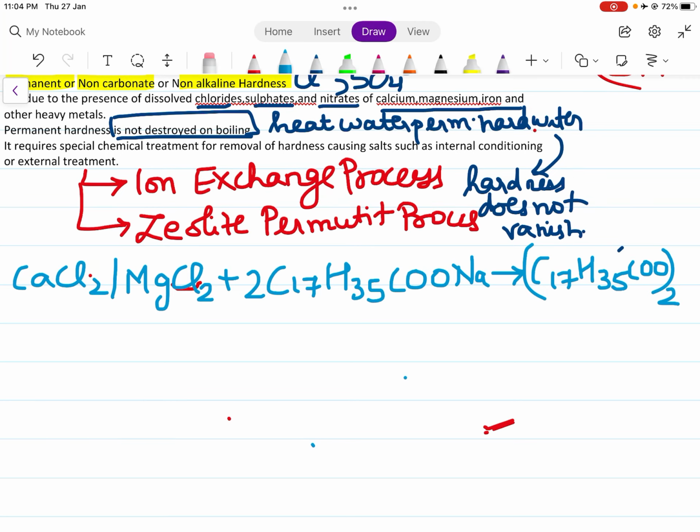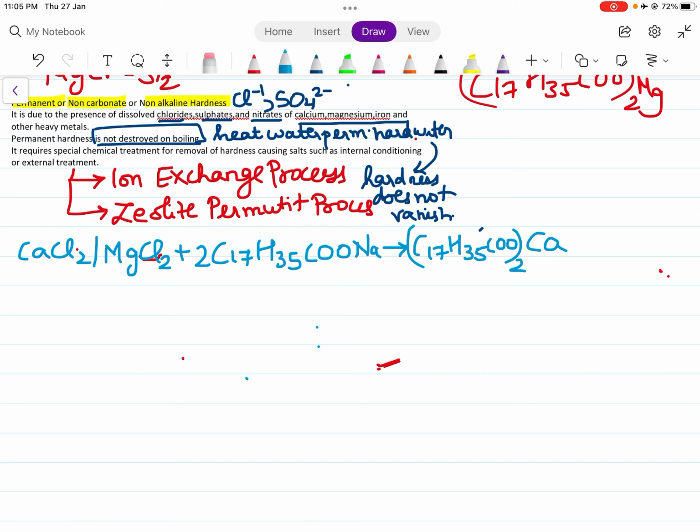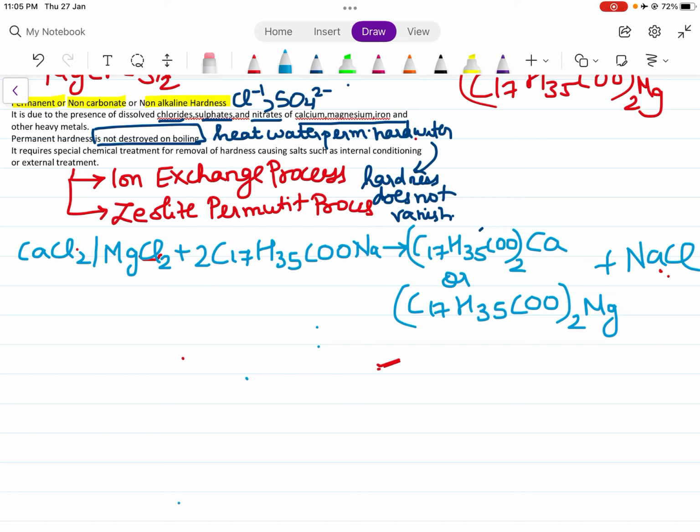What will you get? You will get (C17H35COO)2Ca, a displacement reaction, or you will get (C17H35COO)2Mg plus NaCl. Okay, so this is reaction number 1. This is a simple displacement reaction, correct? And you have one more reaction. This is for chloride.